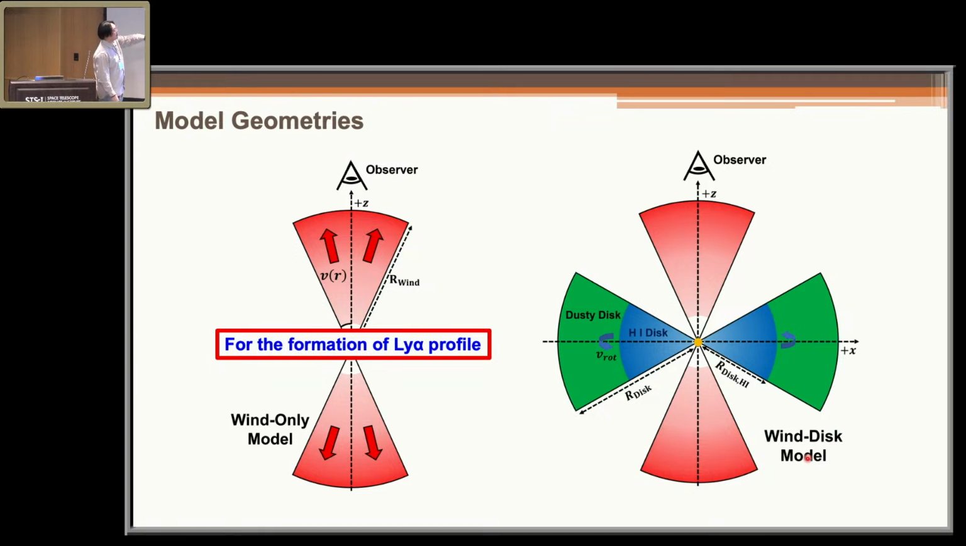Here I assume a very, very simple disk model. The disk is composed of two parts: the inner part is a pure H1 disk, and the outer part is a pure dust disk. In the pure H1 disk, the number density is really high, 10^7 per cubic centimeter. Lyman alpha photons cannot penetrate this disk. I think this is a sufficient number density.